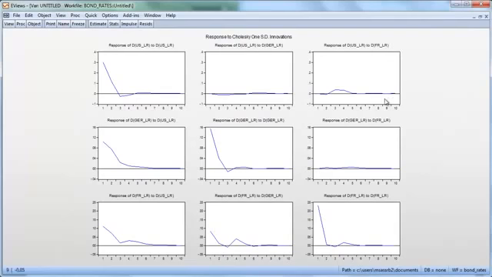Let's have a look at this. One thing I don't quite like about these impulse response functions in eViews is the labeling of the x-axis. It would be better if it were 0, 1, 2, 3, 4, 5 and so forth, but hey, it does most of the work for us. We're not going to complain.